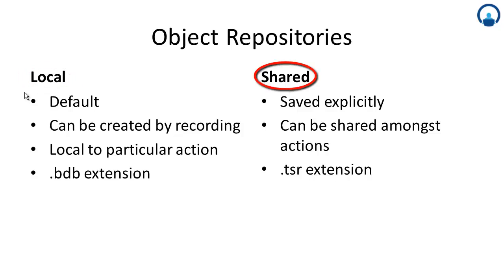Now you see that the default is local, which can be created by recording. It is local to a particular action, and .bdb is the extension. It is saved locally by QTP, and you don't have to save it explicitly. QTP adds the extension and saves it in its file system. Now shared, as we discussed, is saved explicitly. It can be shared amongst different actions, and since it is saved explicitly, we need to give the extension as .tsr.